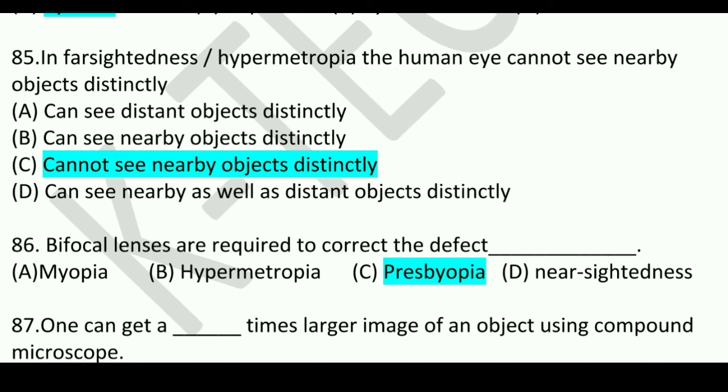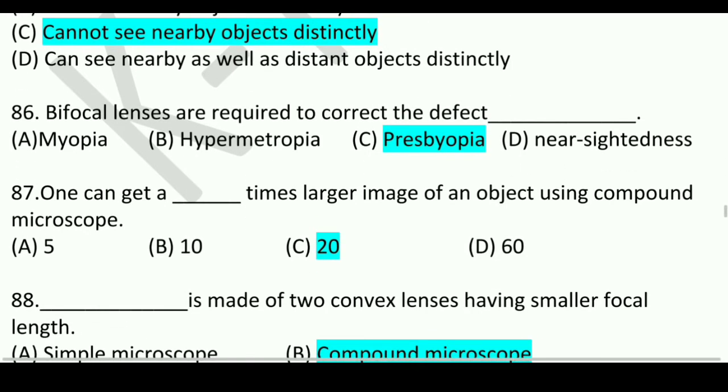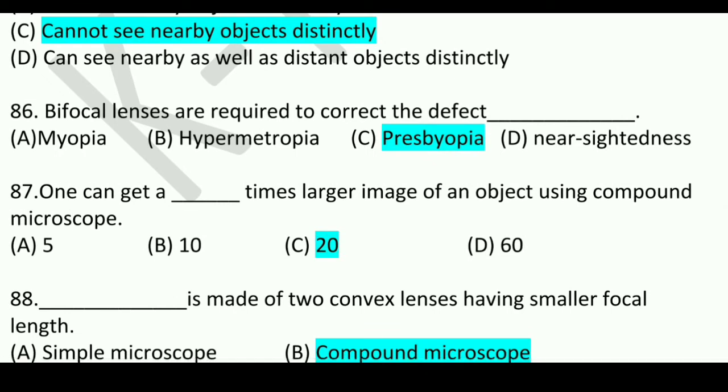In farsightedness or hypermetropia, the human eye cannot see nearby objects distinctly. Yes, cannot see nearby objects distinctly. Bifocal lenses are required to correct the defect dash. Presbyopia.